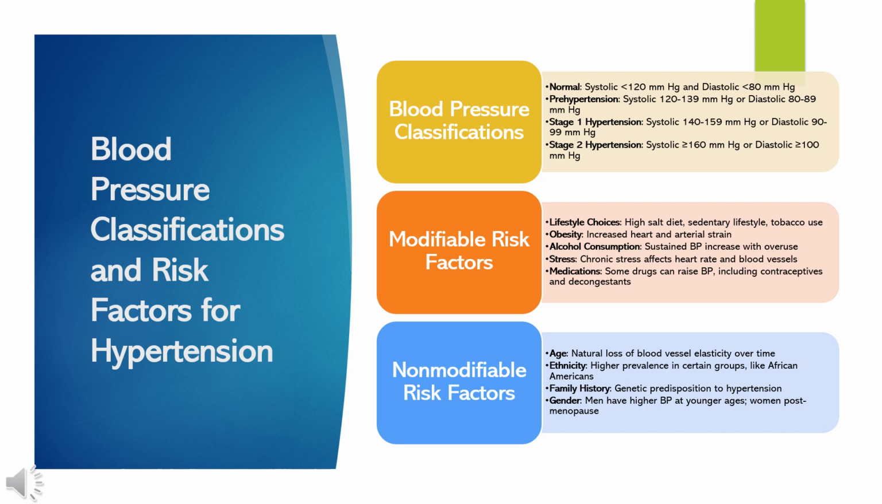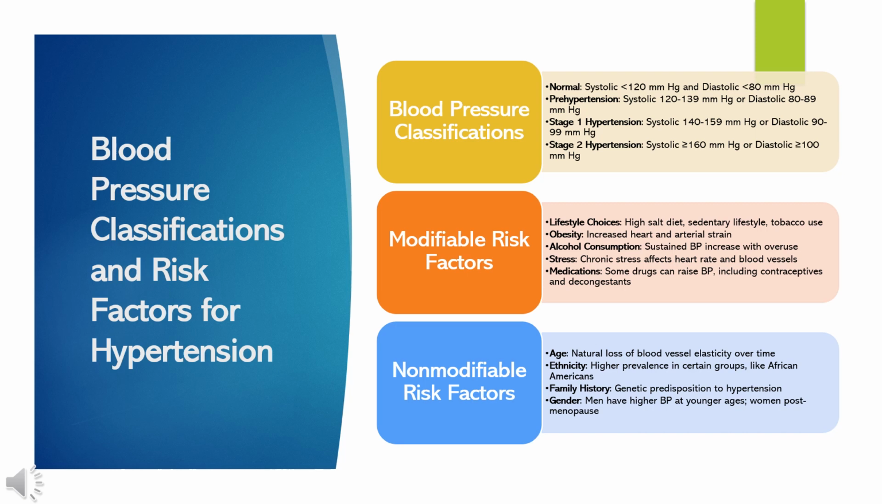Systolic of less than 120 millimeters of mercury and diastolic of less than 80 millimeters of mercury is considered normal blood pressure. This range is considered healthy and indicates efficient heart function and healthy arteries. We move into prehypertension when the systolic is between 120 to 139 millimeters of mercury, or the diastolic is between 80 to 89 millimeters of mercury. You don't have to have both of them elevated, just one is enough. This is a warning stage indicating a higher risk of developing hypertension.